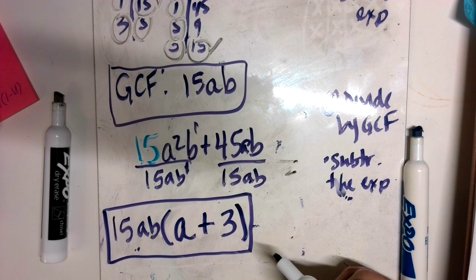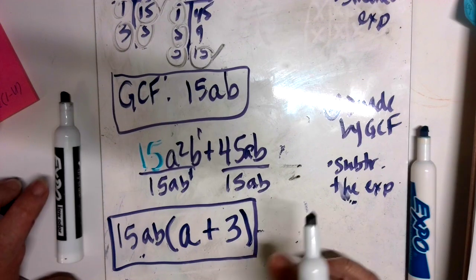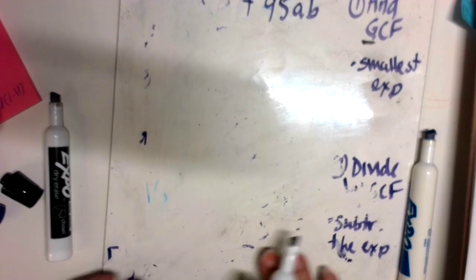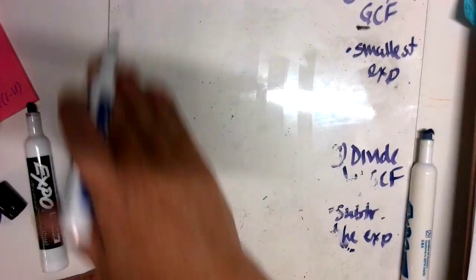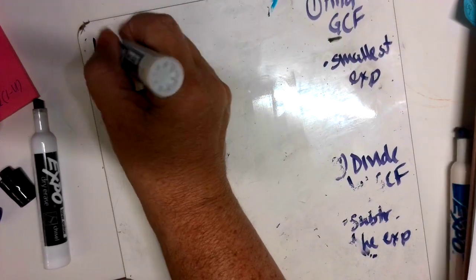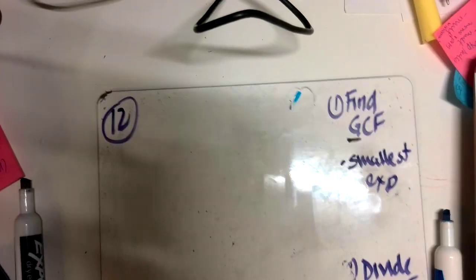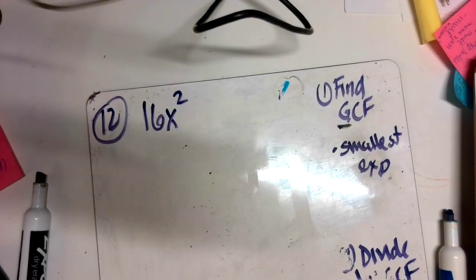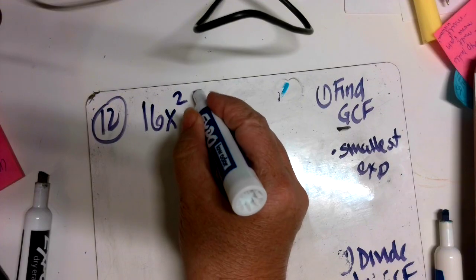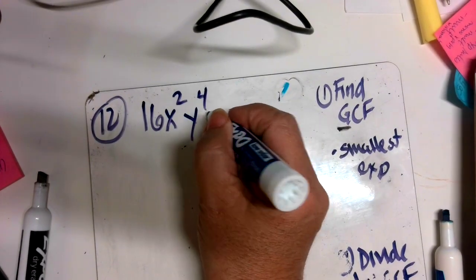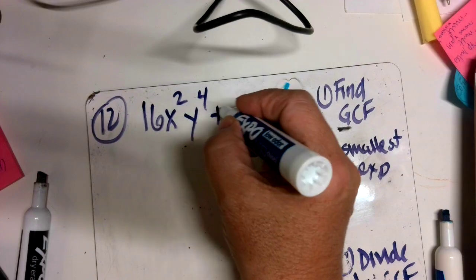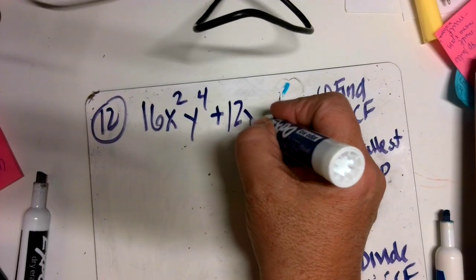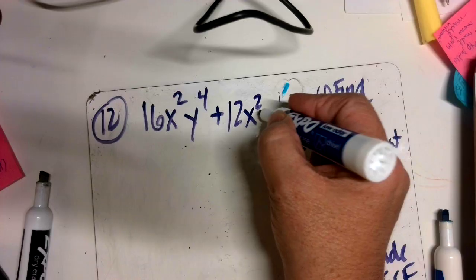Okay, and then I will do one more. I think I said number 12. Yeah, we'll do number 12. Okay. I'm not sure why this is. Okay, great. Okay, so number 12 is 16x squared y to the 4th plus 12x squared y to the 3rd.